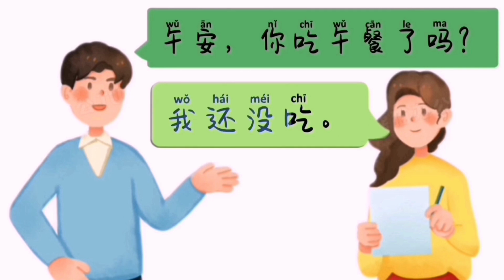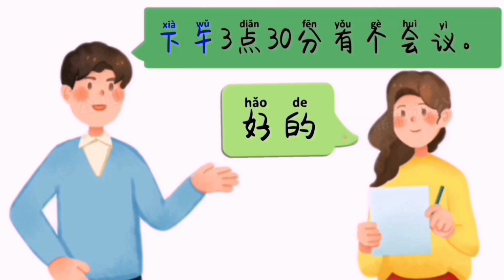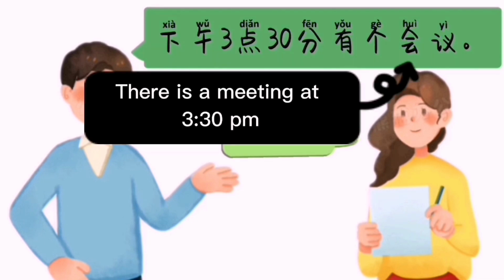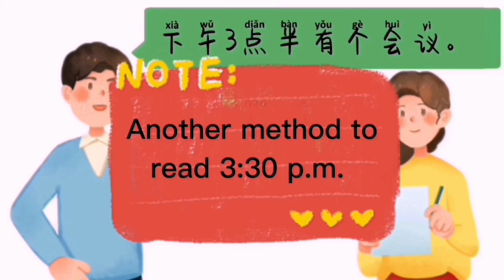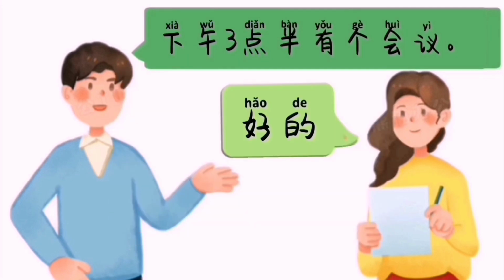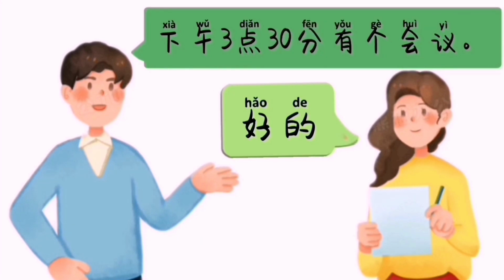我还没吃。 下午3点30分有个会议。 There is a meeting at 3:30 p.m. We also can say 3:30 p.m. as 下午3点半, 下午3点半有个会议。 好的, okay.